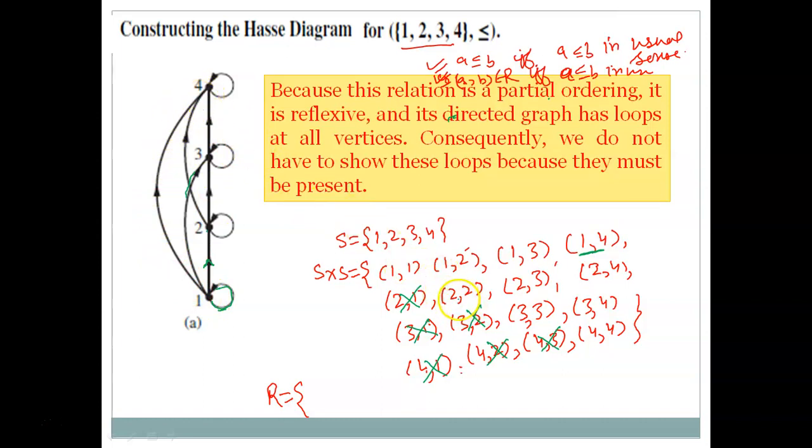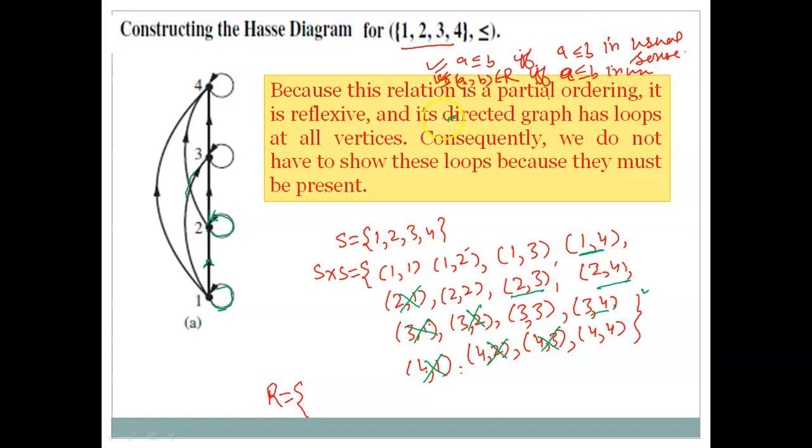Similarly 2 to 2, when 2 is related to itself, this is a loop, 1 to 2 to 2. Similarly 3 to 3 we have the loop, 3 to 3, 4 to 4 all are there, so these are the loops here. And then we have 2 to 3, 2 to 3 is this line, similarly 3 to 4. If you look at all these pairs, then you can get this type of graphical representation.